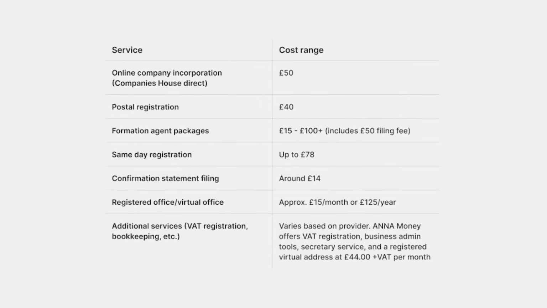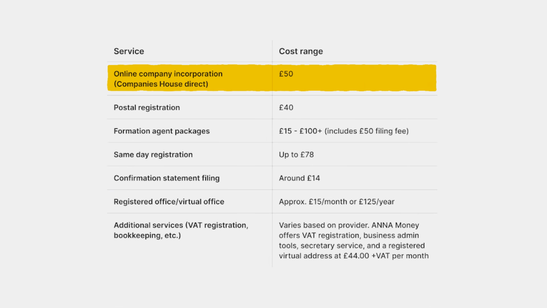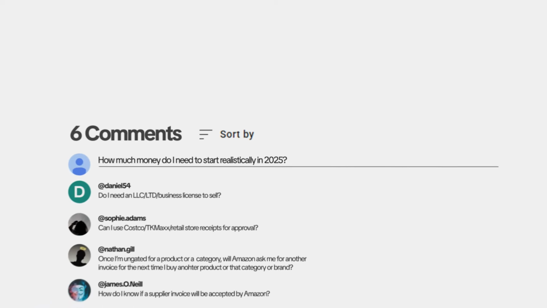Do I need an LLC, limited company, or business license to sell? If you're in the UK, technically you don't even need a limited company. You can start selling as a sole trader, meaning under your name. You can then register for a limited company, which will cost you £50 in the UK, but that's pretty much it. You don't need any other sort of license or approval in order to start selling on Amazon. In the US, if you are going to sell as a business, you do need a business license. It's also pretty easy to get once you've registered your company.